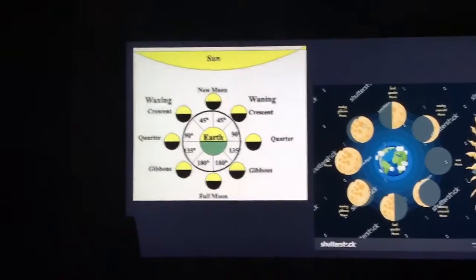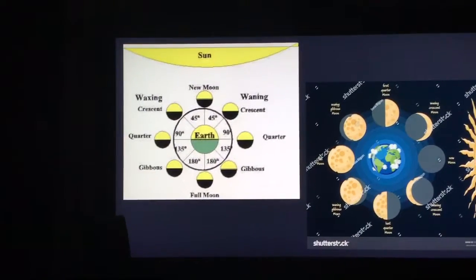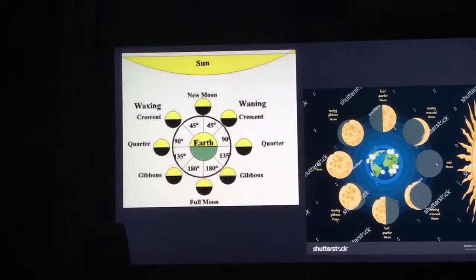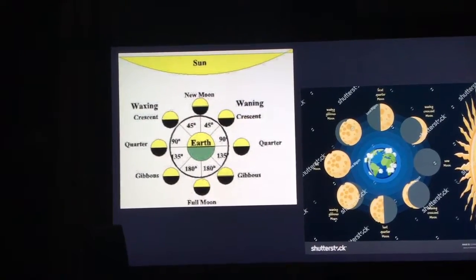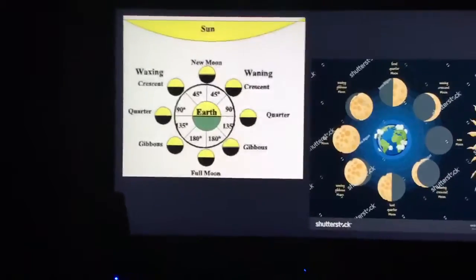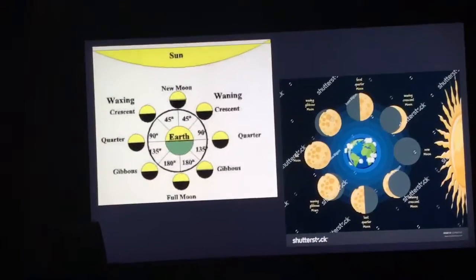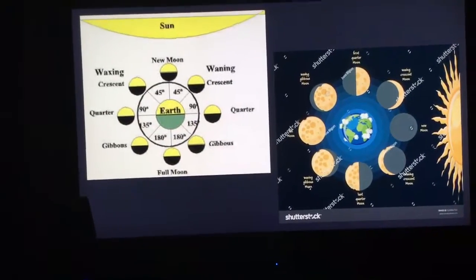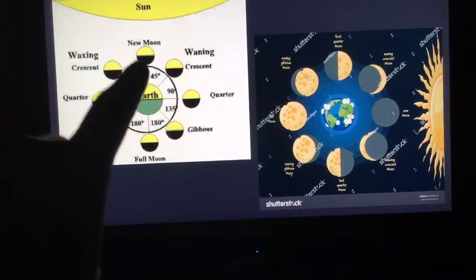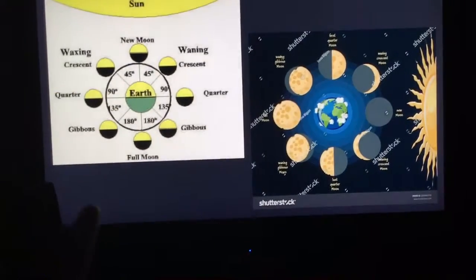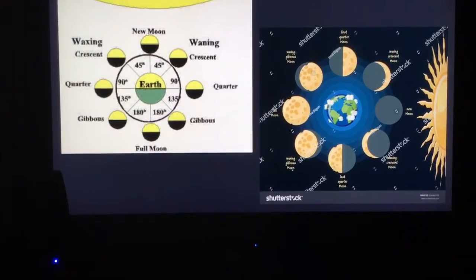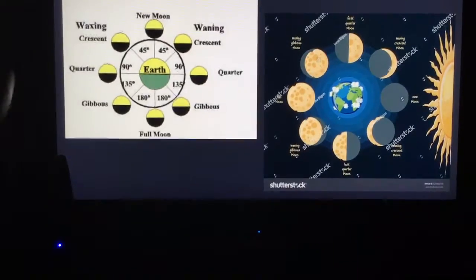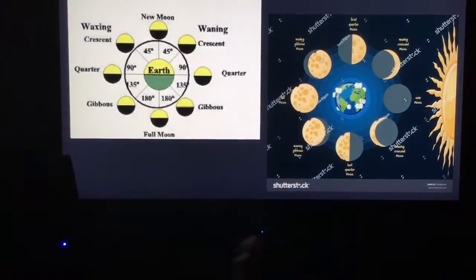So when a new moon comes in the beginning of the month, that's exactly what we're going to see, a big old circle of nothing. Okay? And then, I'm going to show you that the moon goes counterclockwise. So it doesn't go like a traditional clock where it goes this way. It actually goes this way, okay?